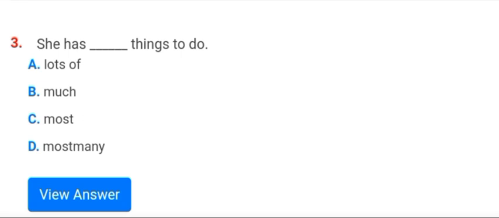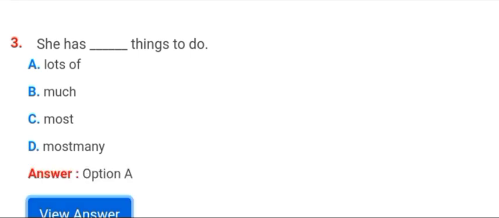Question number 3. She has dash things to do. A: lots of, B: mass, C: most, D: most many. Correct answer: option A. She has lots of things to do.